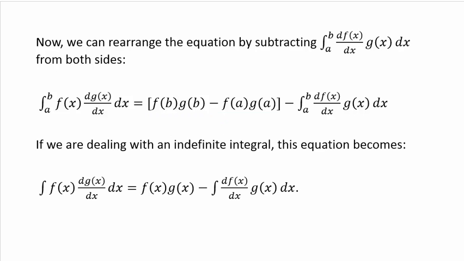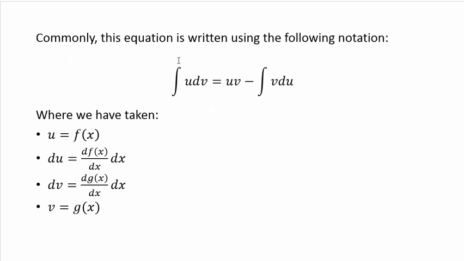Now if we're dealing with an indefinite integral, we don't have to worry about the endpoints, and this equation simplifies to what we see here. Now most commonly you're going to see it written in this notation, which is that the integral of u dv is equal to u times v subtract the integral of v du, where obviously we've said that u is f of x and du is df of x dx times dx, etc.